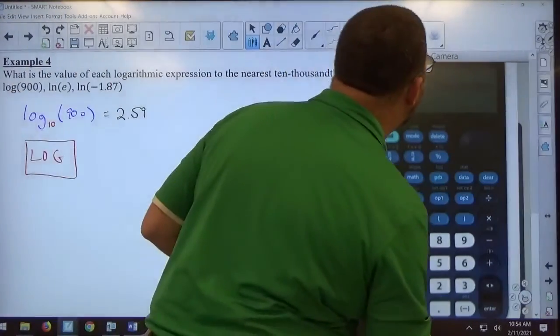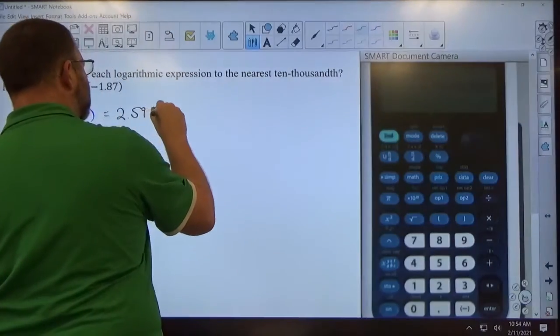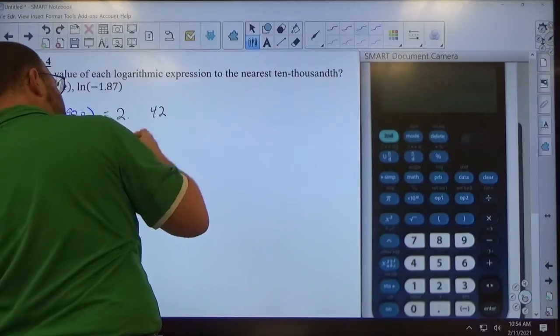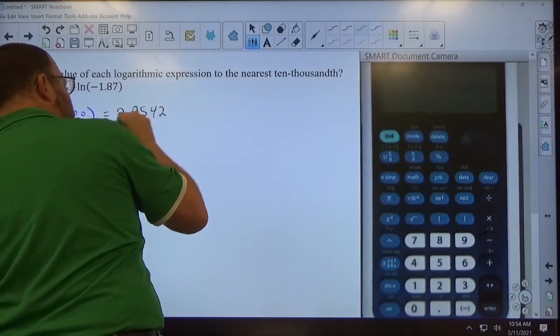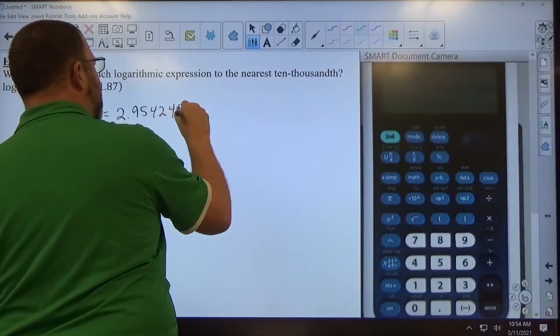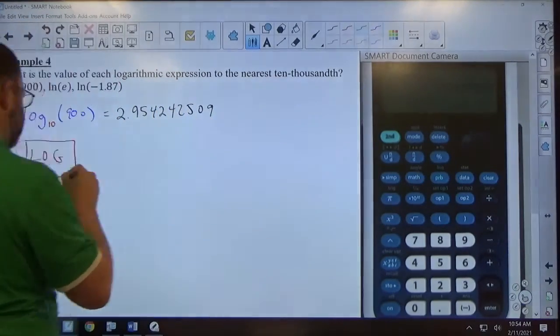2.95. So worried about the 424, I forgot about the order of that. 2.954242509. We have to write that whole thing.